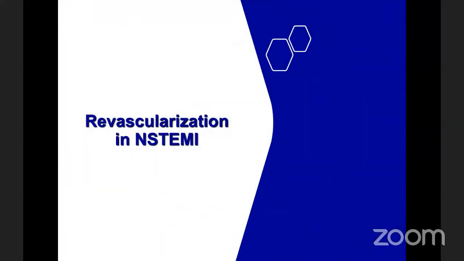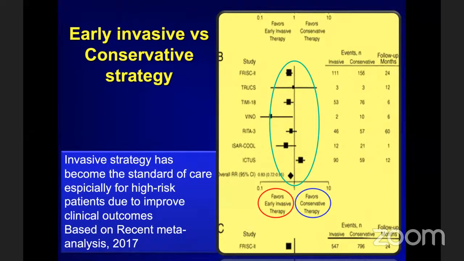Now we will start another type of acute coronary syndrome, which is non-ST elevation myocardial infarction, and its revascularization is a little bit challenging and different from acute MI. The first issue: what strategy will we take for a patient with non-ST elevation myocardial infarction? Early invasive with coronary angiography, or conservative strategy with medical treatment?